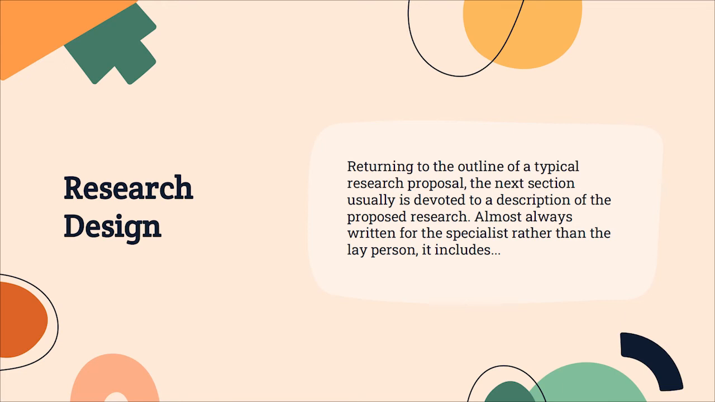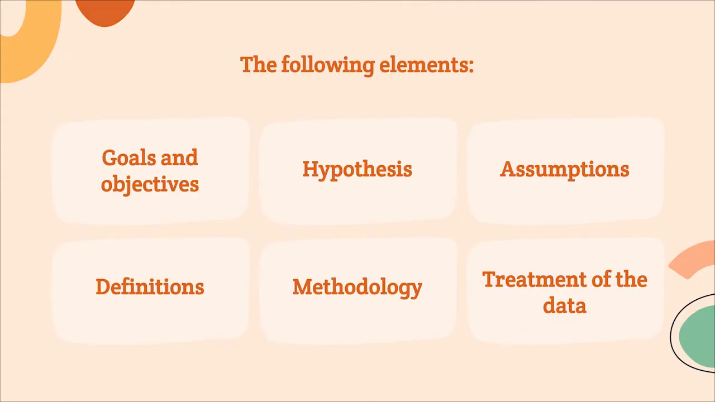Research design. Returning to the outline of a typical research proposal, the next section usually is devoted to a description of the proposed research. Almost always written for the specialist rather than the layperson, it includes the following elements. 1. Goals and objectives. A goals and objectives section, identified as such, is not always included at this point. 2. Hypothesis. At this time, the major research hypothesis, or hypotheses, should be stated.